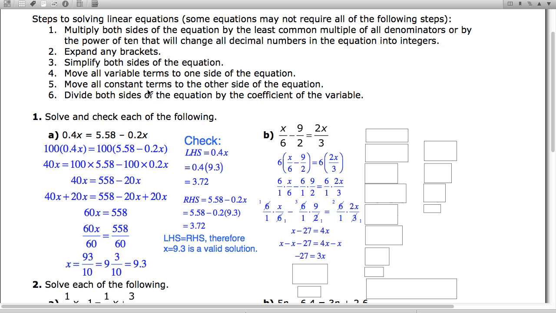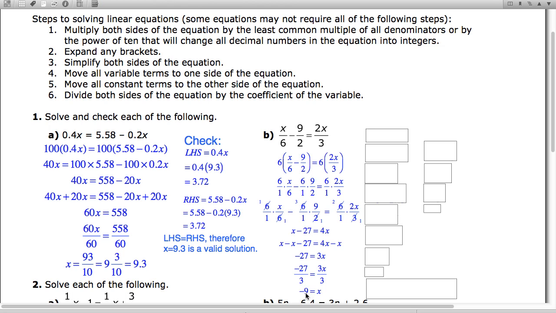Step number 5, move all the constant terms to the other side of the equation. Well, we can see that we've got the variables on the right and we've already got the constant term on the left. So there's no need to take step number 5. Step number 6 is to divide both sides of the equation by the coefficient of the variable. So that means we're going to divide both sides of the equation by 3.